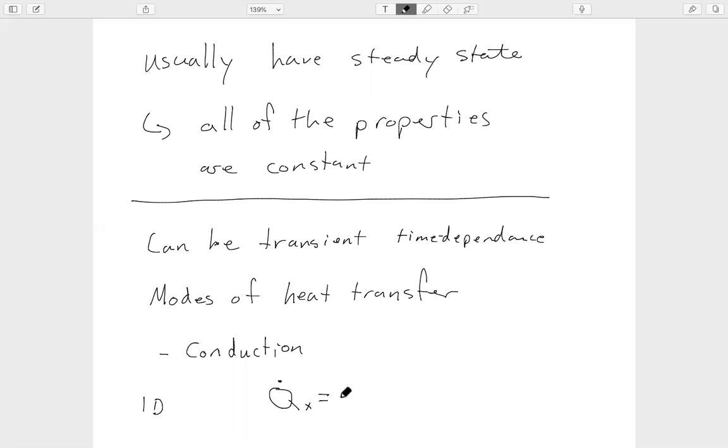And it's equal to minus a constant called kappa, or well, this Greek letter is kappa. It's called the thermal conductivity, times the area. More area means more contact, so you get more conduction, times the rate of change of temperature with respect to position.